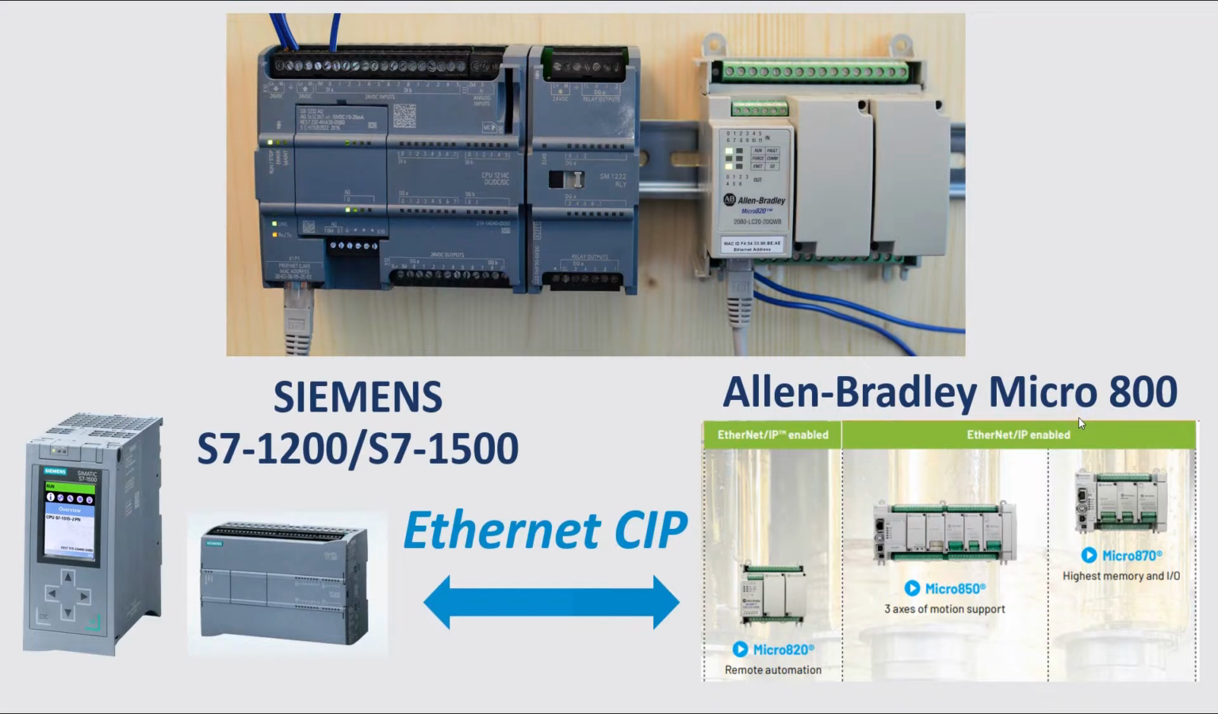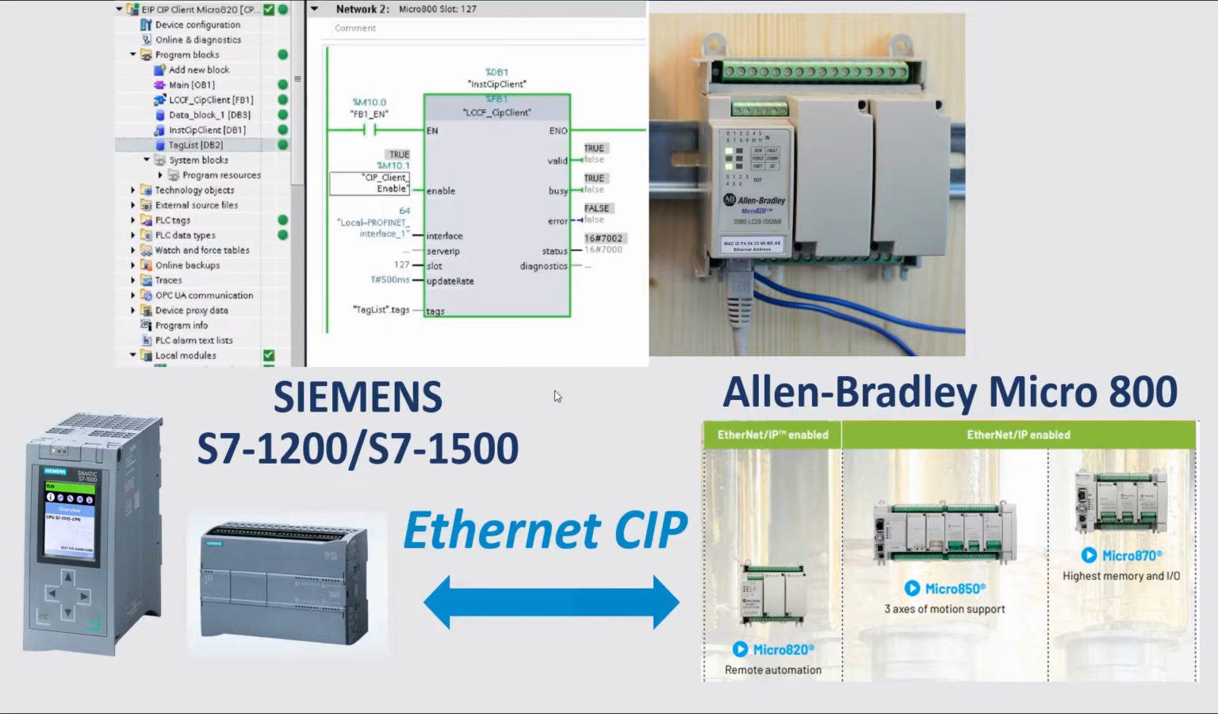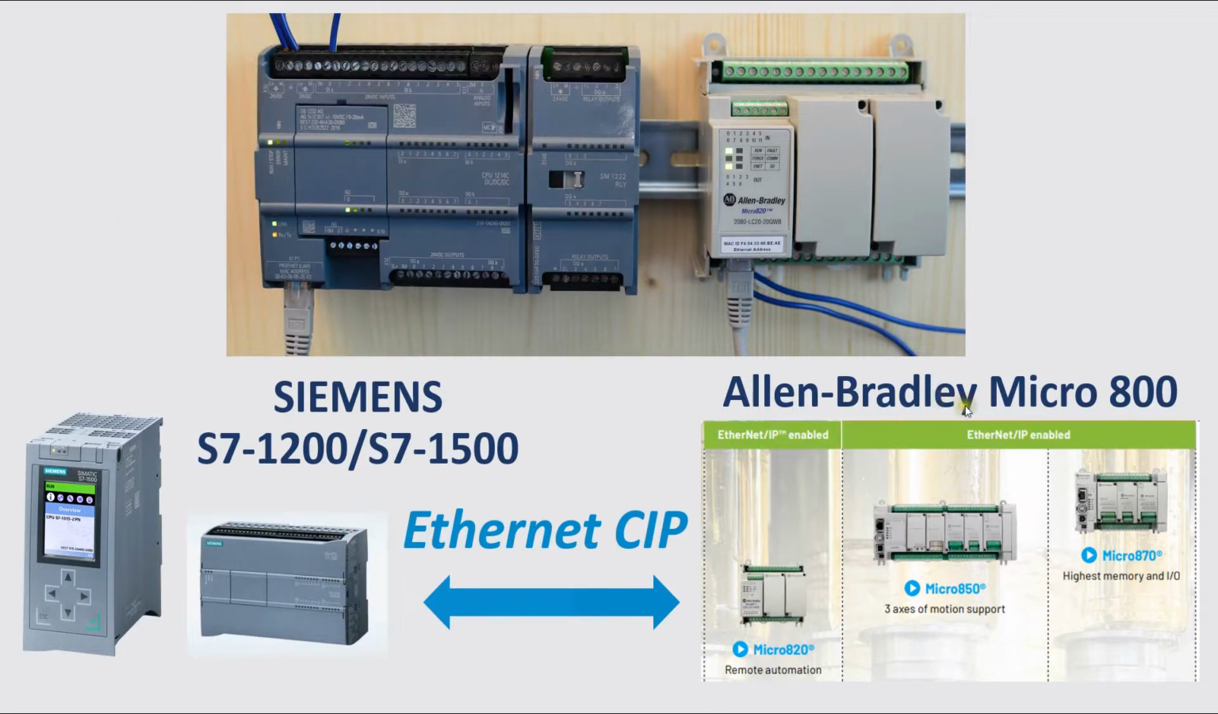So it's very common to see both controllers working on site, in the same plant. So I think it's worth discussing this communication method. Siemens and Allen Bradley, both series of controllers, have a built-in Ethernet port. In this test, the Siemens S7-1200 PLC will run as a CIP client, and the Allen Bradley Micro800 or 820 will run as a CIP server.